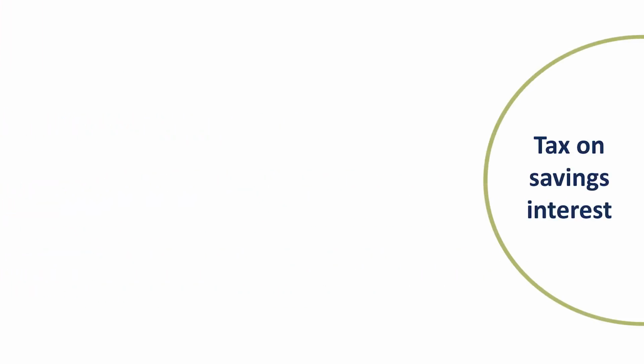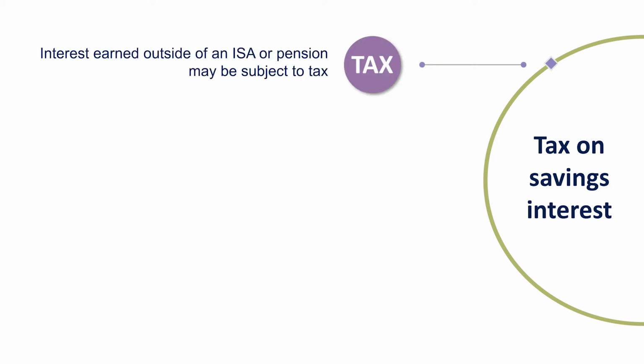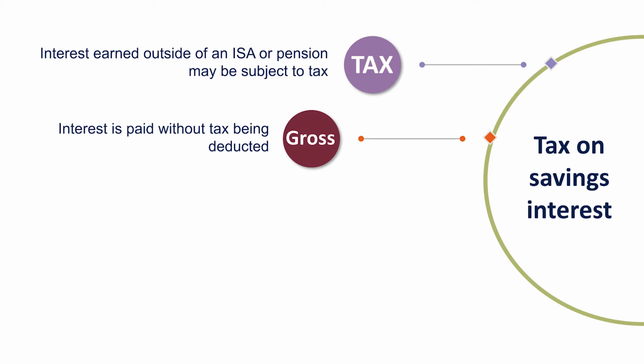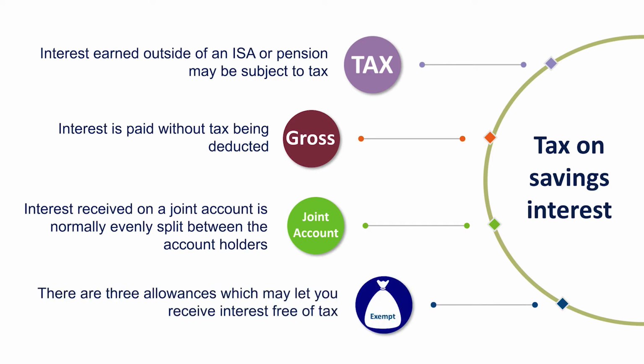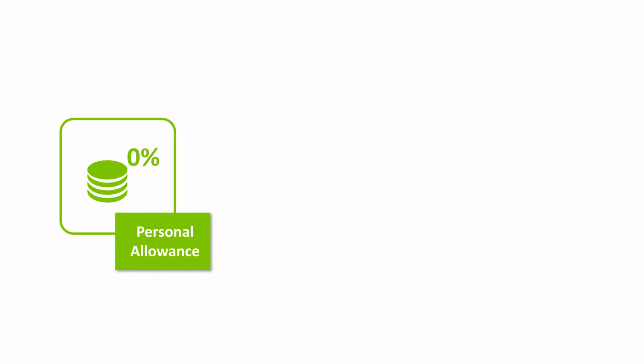Whilst the returns on your savings are protected from tax in an ISA or pension, tax may apply to interest from other types of accounts. Savings held with a bank or building society receive interest paid gross, meaning that tax is not deducted by the bank or building society. However, you may still be liable to pay tax on this interest. If you have a joint savings account, the interest is normally evenly split between the account holders. There are currently 3 tax allowances set by HMRC which may reduce or remove the need to pay tax on this interest. The first of these is your personal allowance.